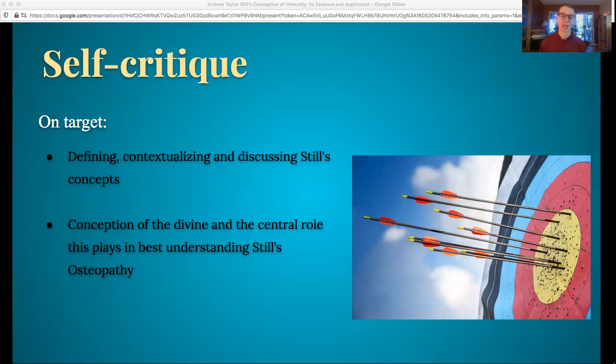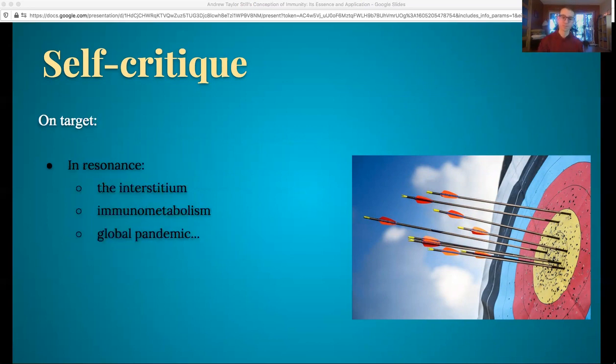Reflecting on this research, I feel that it did well in a number of ways. In terms of contextualizing Still's writings, a number of important connections were made that I didn't encounter anywhere else, though I should acknowledge that my synthesis was strongly informed by the work of others. And certainly, this research was in sync with the world at large.